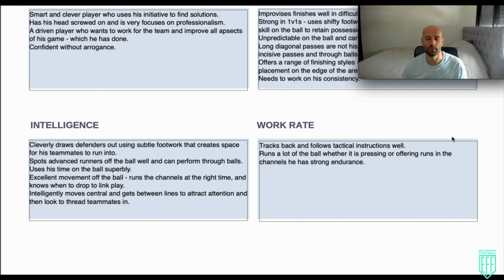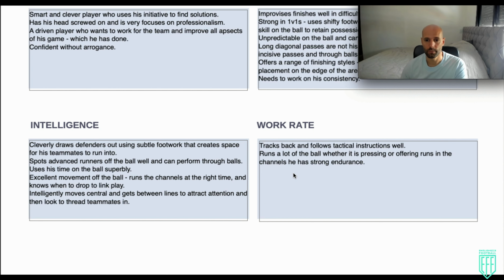So he's working well. Now, there may be some instances if the player does it 9 times out of 10, but on one occasion he's too tired to run back. So you might want to include that if it's a consistent theme. So: occasionally switches off and lets a player get in behind. But on this occasion, I didn't see Joao Pedro switch off.